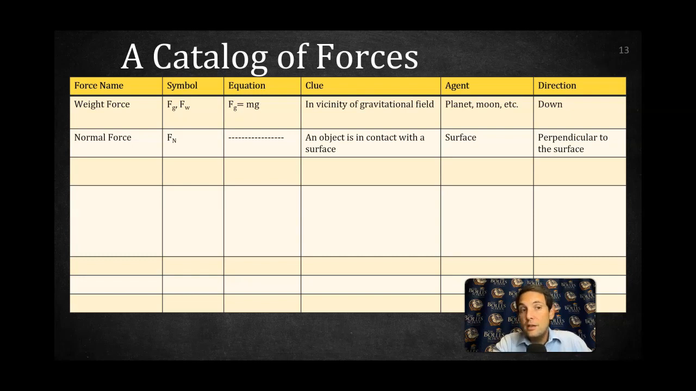Even if it's at an angle, normal means perpendicular. So the perpendicular to the surface will also be at an angle.